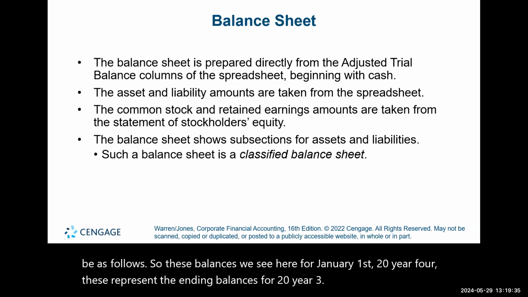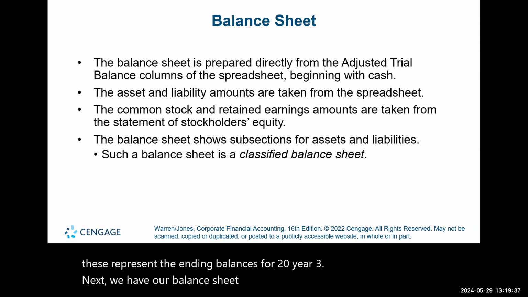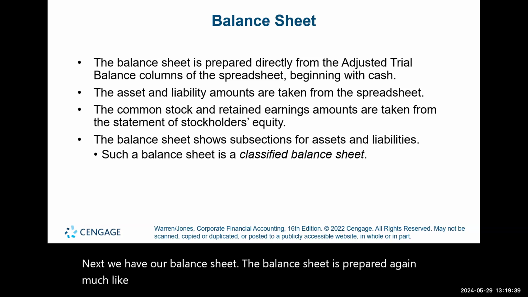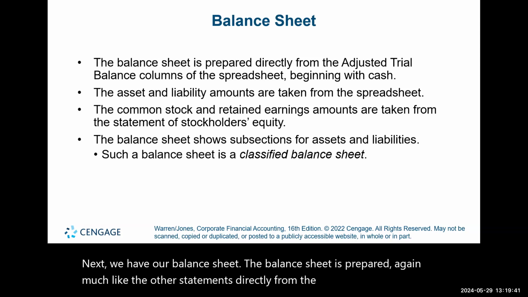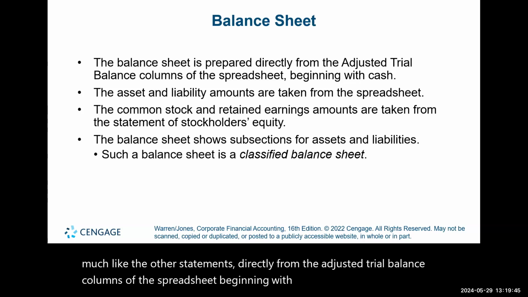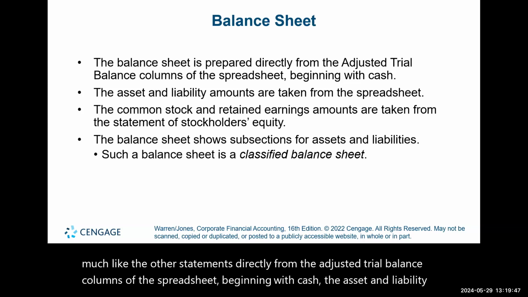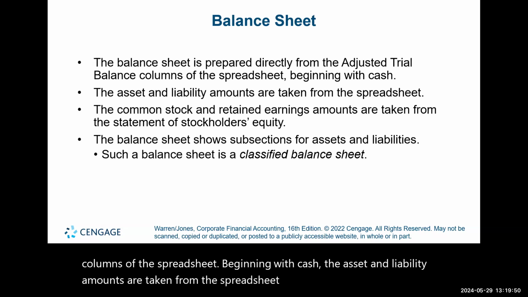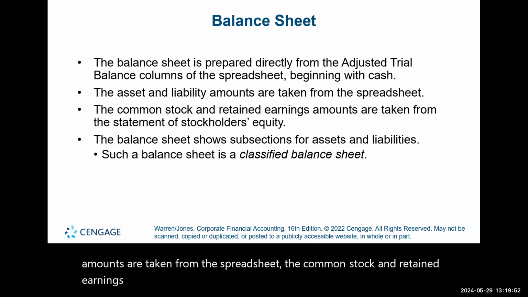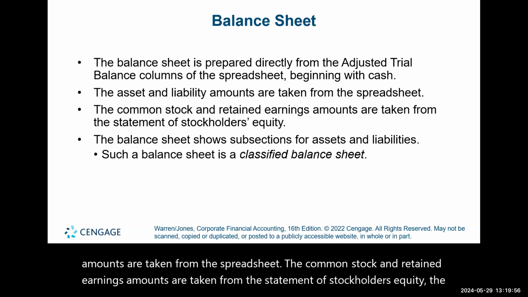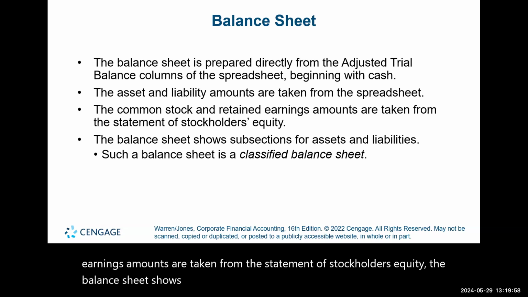Next, we have our balance sheet. The balance sheet is prepared, again, much like the other statements, directly from the adjusted trial balance columns of the spreadsheet, beginning with cash. The asset and liability amounts are taken from the spreadsheet. The common stock and retained earnings amounts are taken from the statement of stockholders' equity. The balance sheet shows subsections for assets and liabilities. Such a balance sheet is a classified balance sheet.